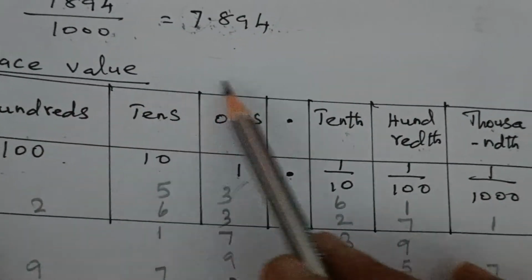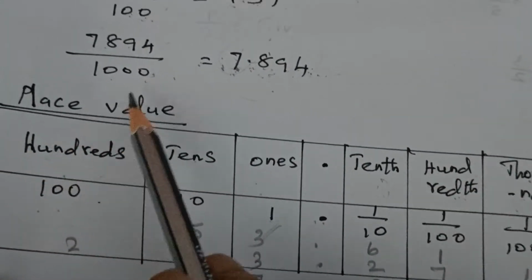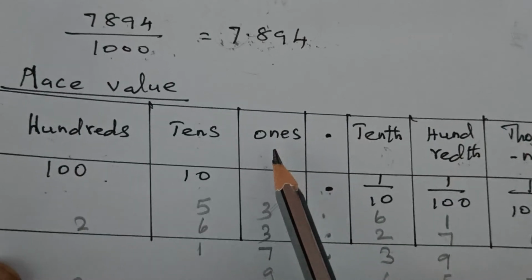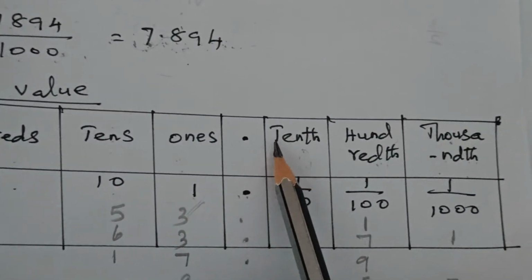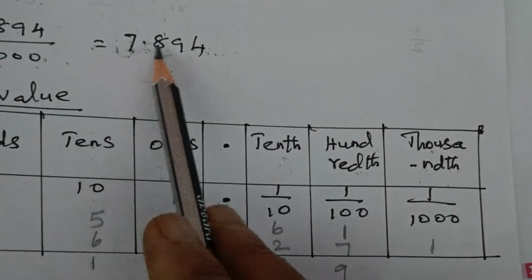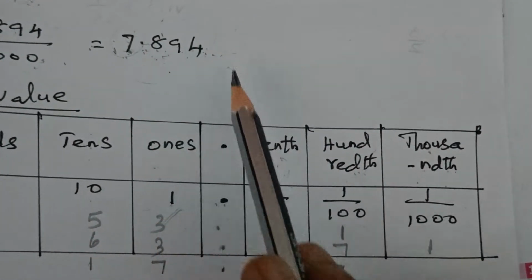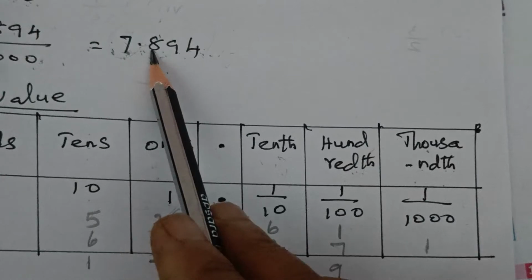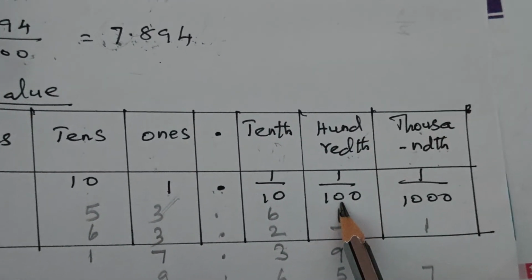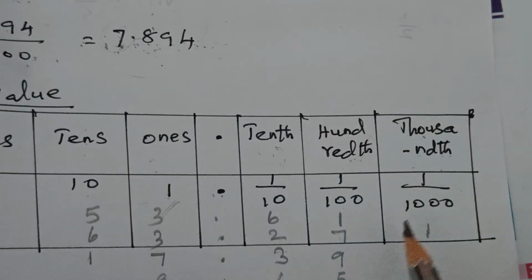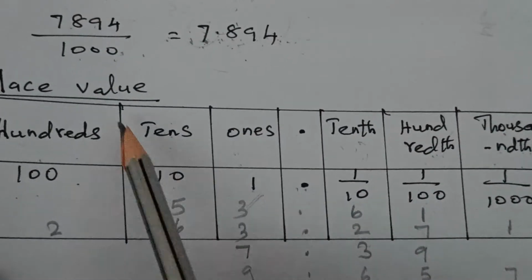Now the place value chart. On the left hand side for the whole number, it is just the usual form: ones, tens, hundreds, thousands, 10,000. It goes on and on. And after the point, what are the place values of the decimal part? After the point, the first place is tenth, that means 1 by 10. Then hundredth means 1 by 100. Then the third place is thousandth, that is 1 by 1000.